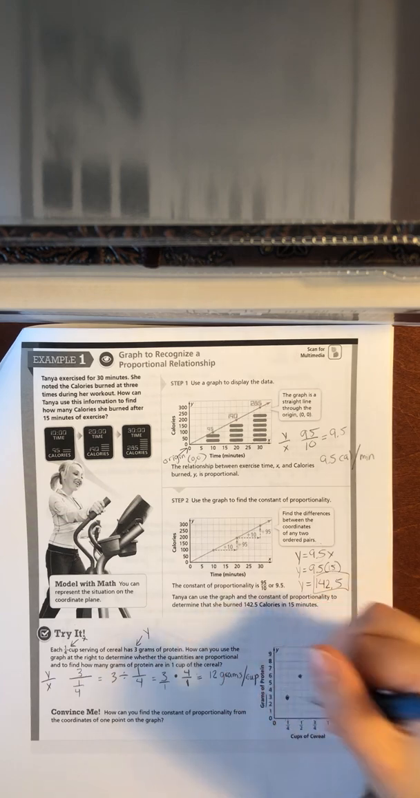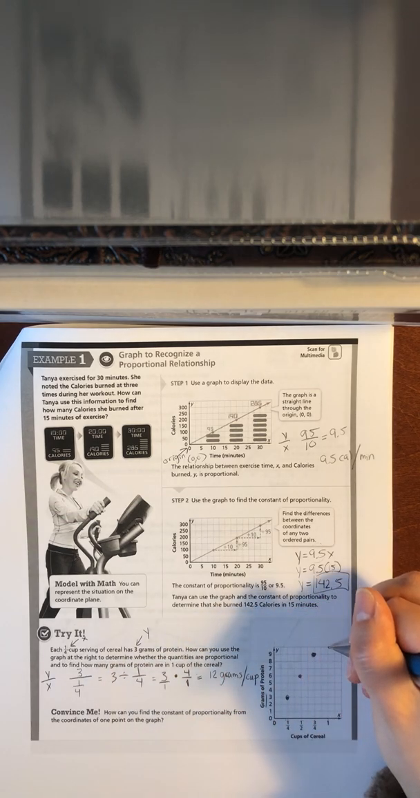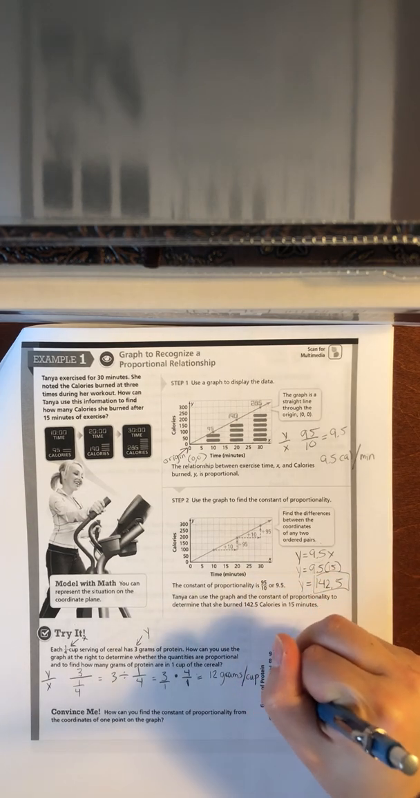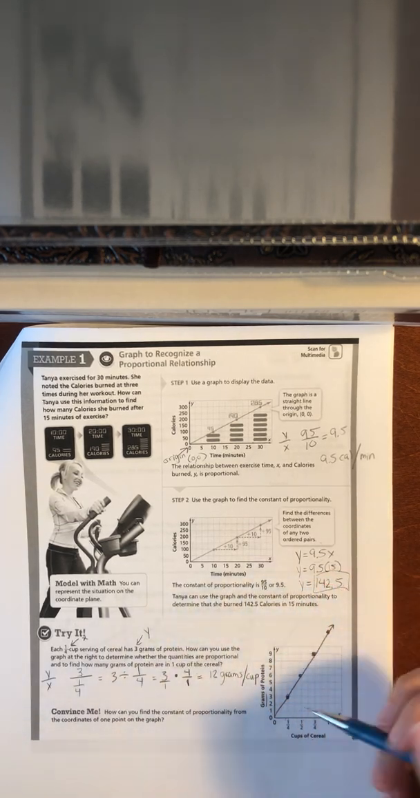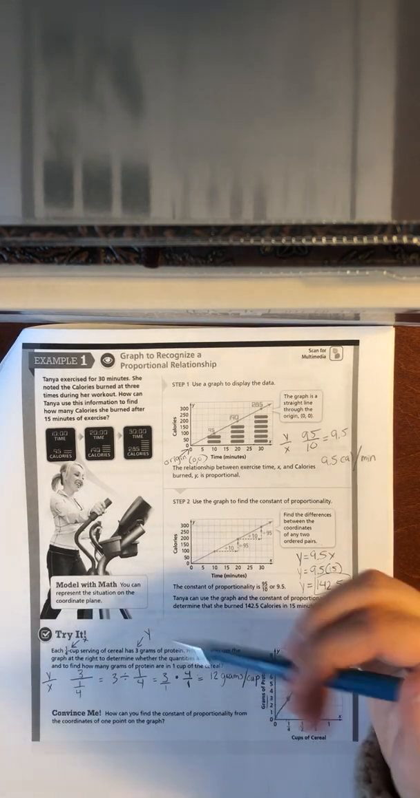1 cup, so per cup, is 12 grams. So that would be 10, 11, 12 would be like up here. And we can connect that, and it makes a proportional relationship because it's linear, it's going through the origin.